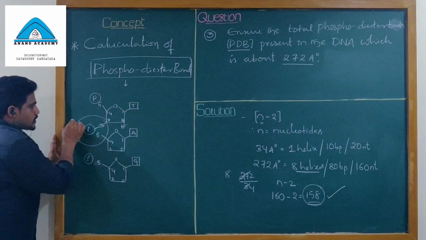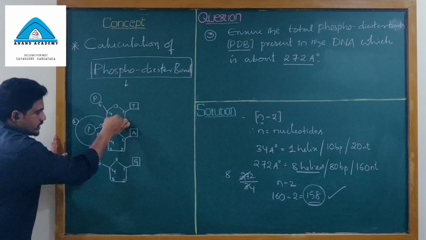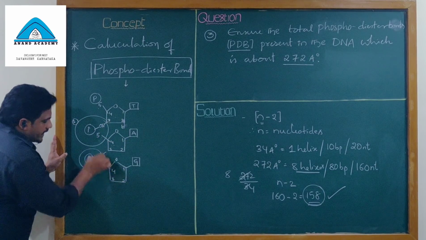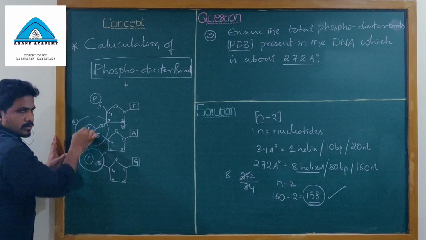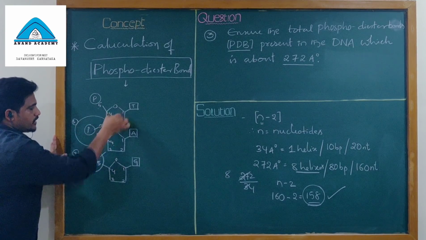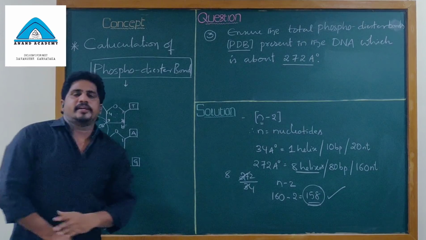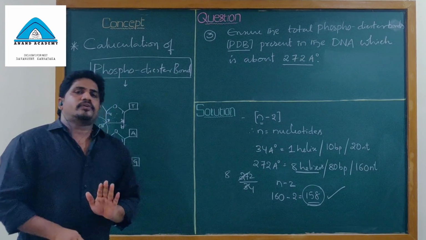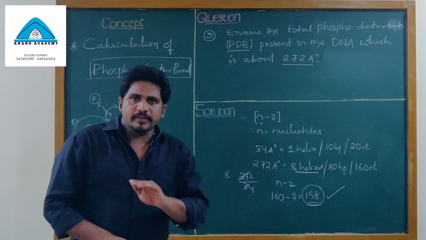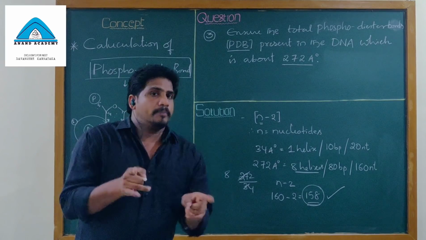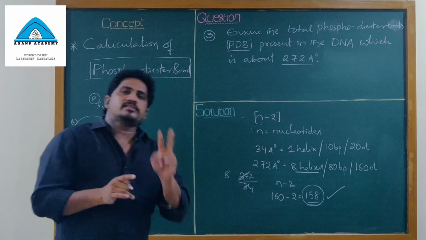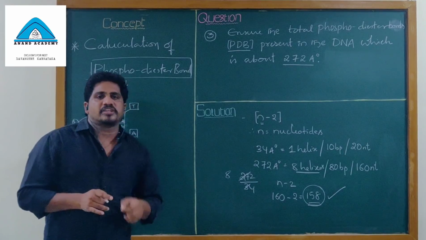So 2 nucleotides give one diester bond, and 3 nucleotides give another diester bond. So 2 phosphodiester bonds are present between 3 nucleotides of one strand. Don't confuse: phosphodiester bonds will not form between 2 nucleotides of the opposite strand. They always form between 2 nucleotides of the same strand.